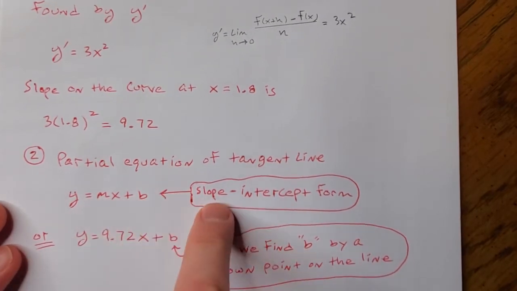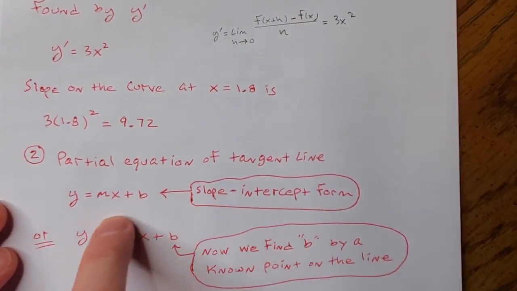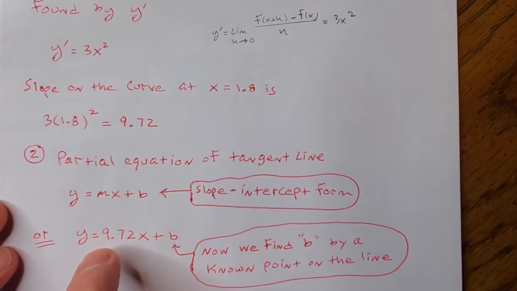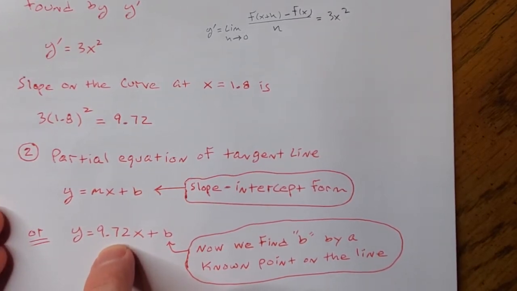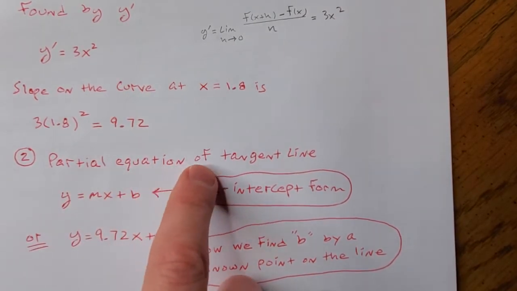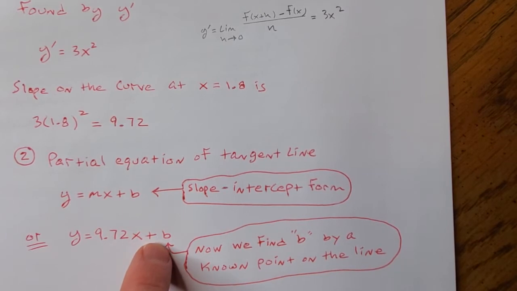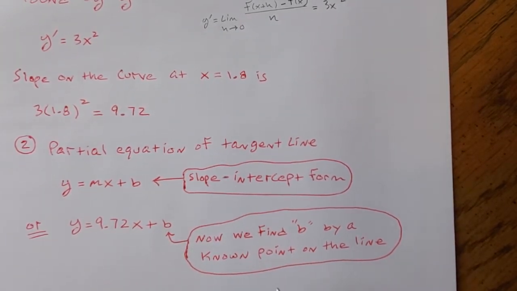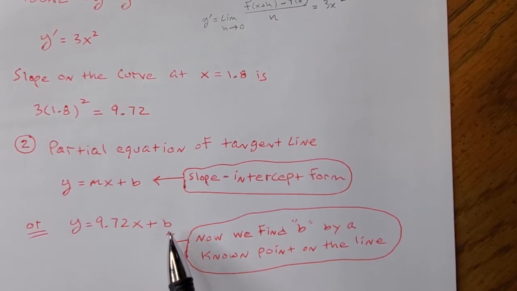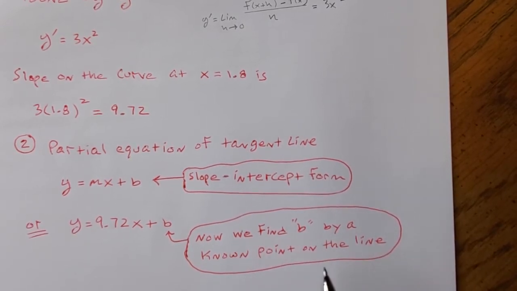Remember, there's what's called the slope-intercept form. y equals mx plus b. I've found so far that the slope is 9.72, so I put that information in. And as a partial equation for the tangent line, it must be y equals 9.72x plus some number b. b is the y-intercept. It's hard to find that number by, say, figuring out where this line hits the y-axis. So what we do is we find b by a known point on that line.